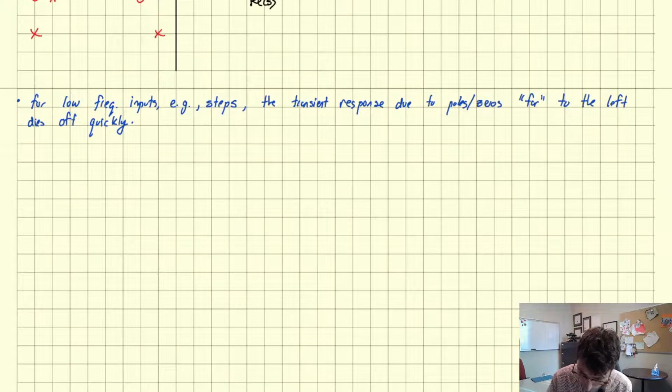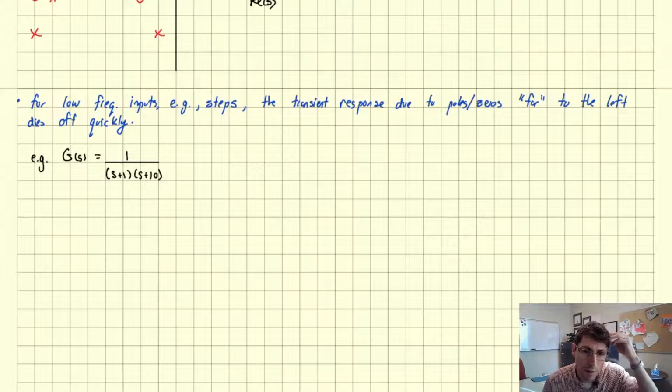And so let's do a little mini example. I'll give a rule of thumb of what I mean by far to the left, but look at this transfer function. It has a pole at s equal to -1, pretty close to the imaginary axis. It has another pole at s equal to -10. Let's call that relatively far away. And let's look at the step response of a system with this transfer function.